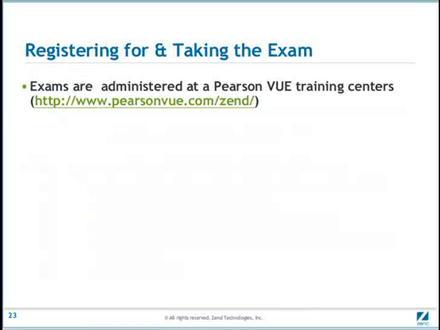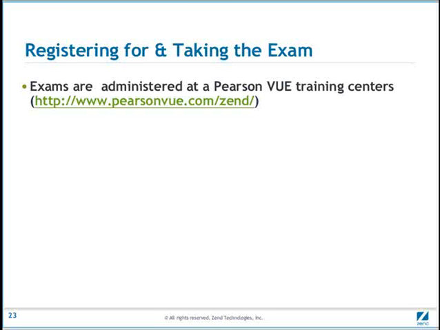When you're ready to register and take your exam, you're going to go to the Pearson VUE website, and we've got the link there. Pearson VUE is actually our authorized testing center, so these test centers are not done through Zend. They're actually done through Pearson VUE. You do need to go to one of their sites, and they do have sites located around the world.